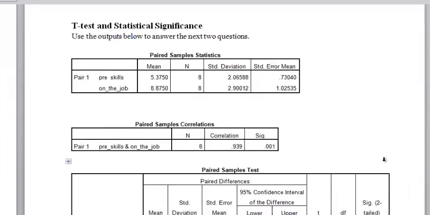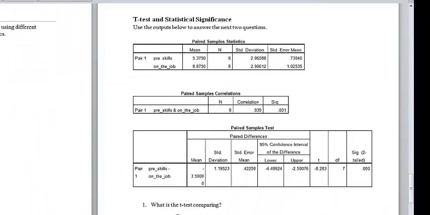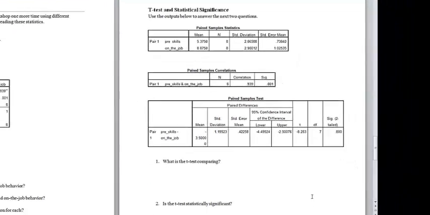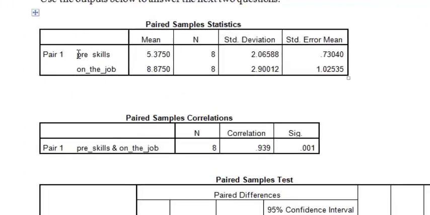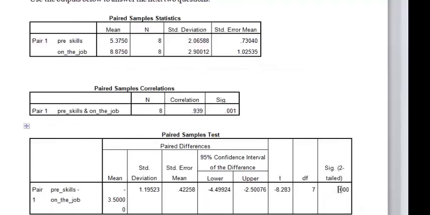So you want to look at these output boxes here, and then you want to answer these two questions. So go ahead and do that, shut the video off, and then come back and get a debrief. Okay, so the question says, what is the t-test comparing? And if we look here again, we know that it's looking at pre-skills in comparison to on-the-job behavior. Is the t-test statistically significant? And we would look here for that, and it's 0.000, which is less than 0.05. So yes, this t-test is statistically significant.